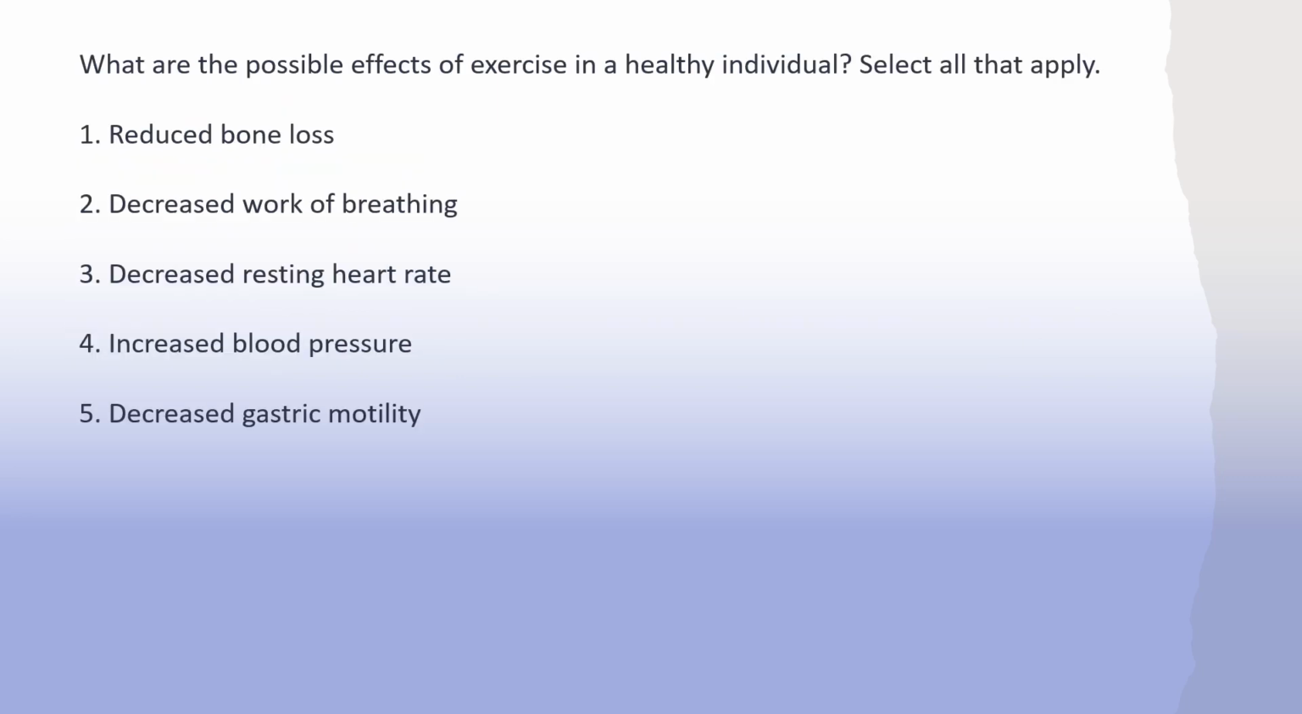What are the possible effects of exercise in a healthy individual? Select all that apply. 1. Reduced bone loss. 2. Decreased work of breathing. 3. Decreased resting heart rate. 4. Increased blood pressure. 5. Decreased gastric motility.